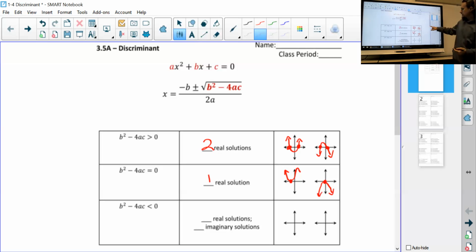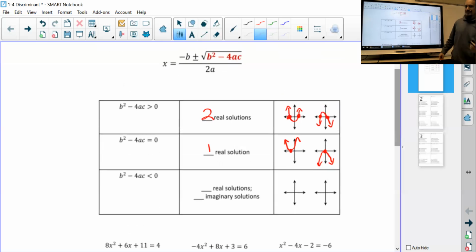And let's see, in our last one, if it comes out to a negative number, then that means our graph is going to look like this, or it's going to look like this. This is a bad arrow, which means it never crosses the x-axis, which means there are 0 real solutions, but there are 2 imaginary solutions. And then hopefully later on we'll get to talk more about imaginary numbers, so that'll make more sense. But that's what we need to know.